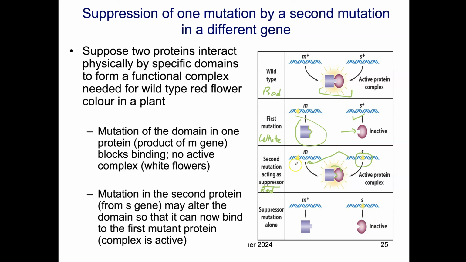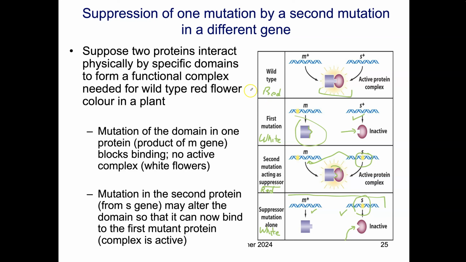But what that means too is, suppose you do a set of crosses and you manage to isolate some plants that are homozygous for the mutation in the suppressor gene, it now has this wrong shape as well. And so if you're mutant for this one, but not this one, then you're going to still have white flowers.